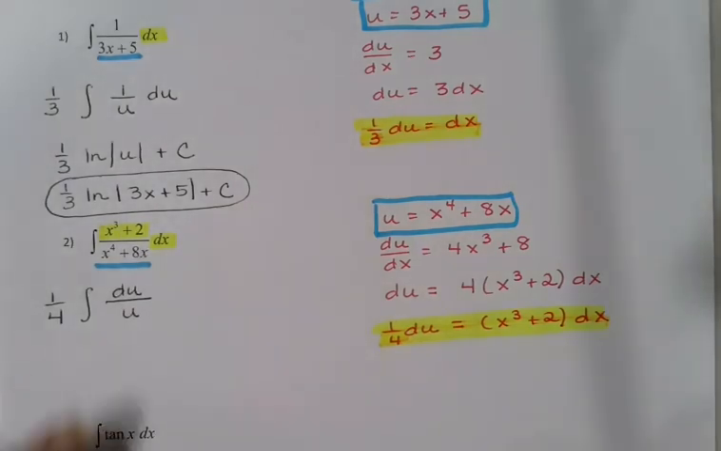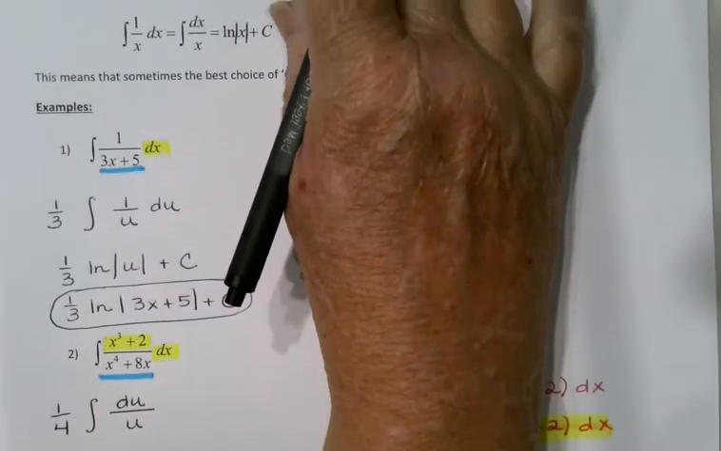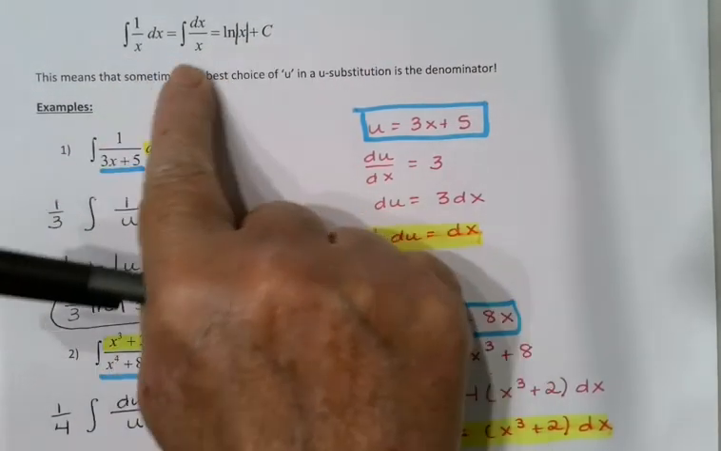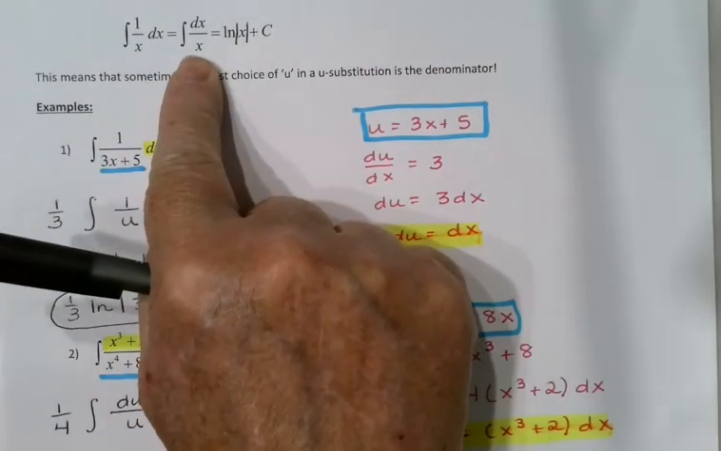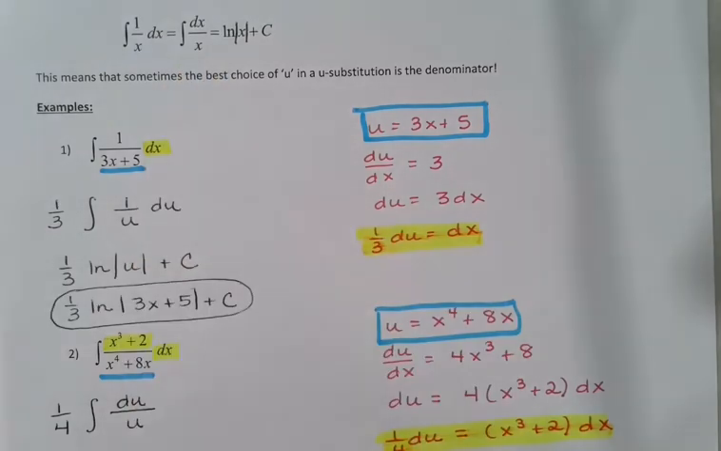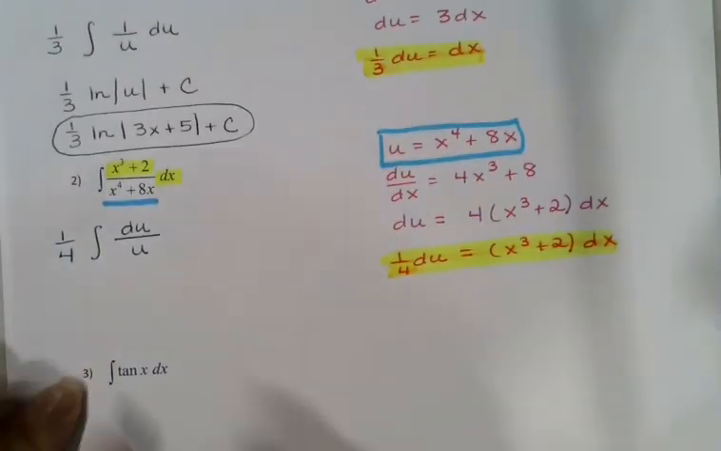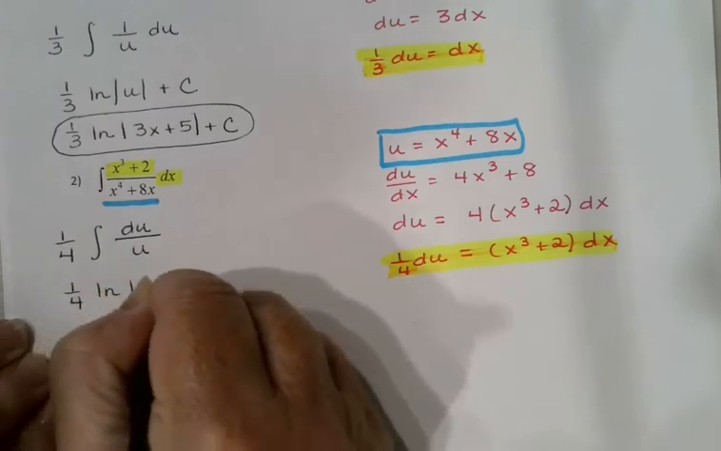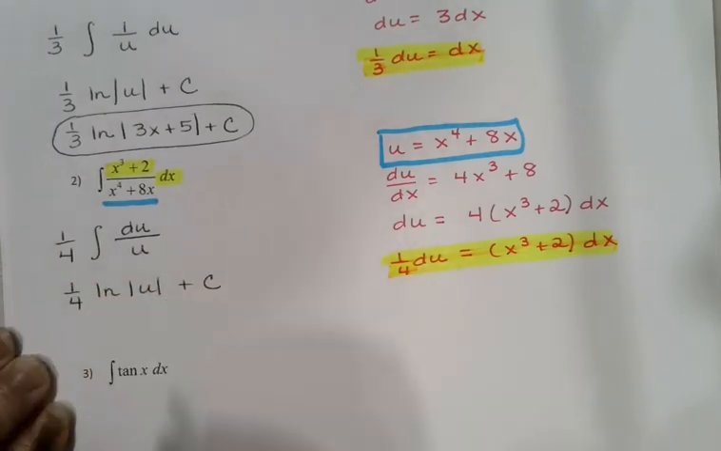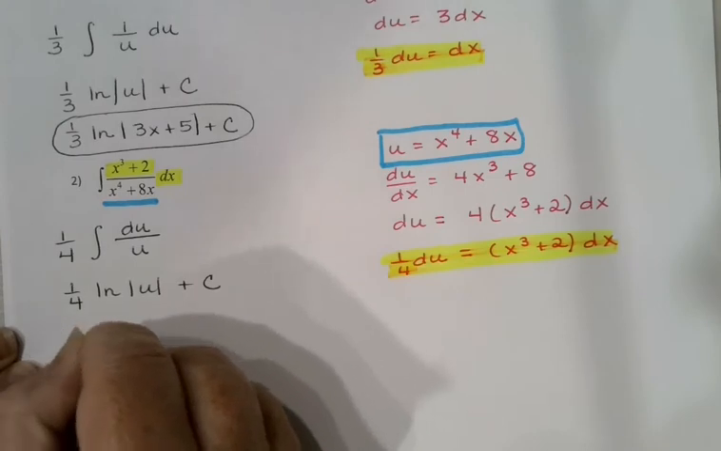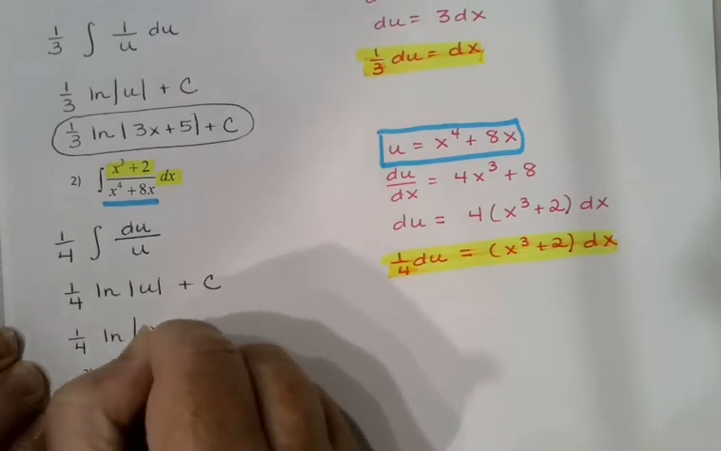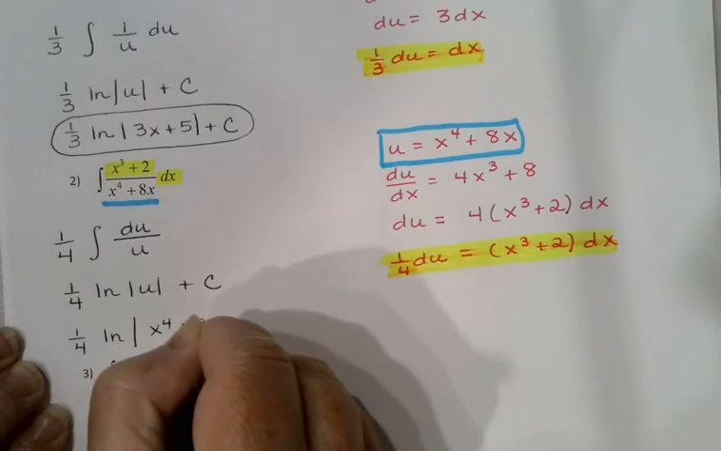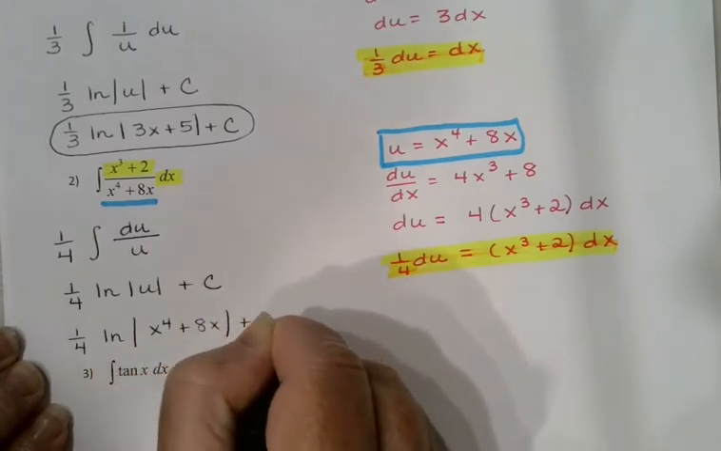All right, once again, this is the natural log integral. It just happens to be in this form this time. So I would have 1/4 natural log u plus c, or 1/4 natural log of x to the 4th plus 8x plus c.